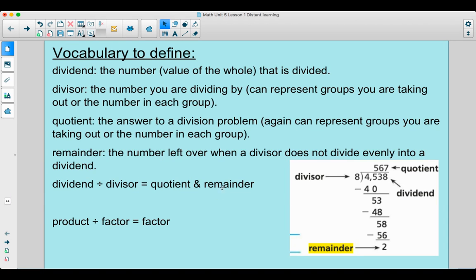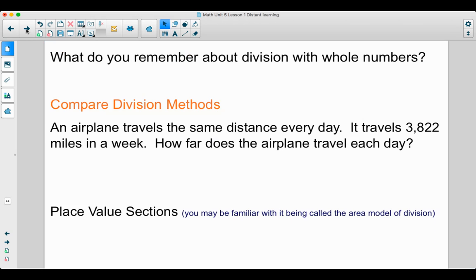Why does this all work this way? Well, the dividend divided by the divisor equals your quotient, and remainder, just like in multiplication, your product divided by a factor equals another factor. These two are factors. 8 multiplied by 567 would be 4,536, and then when I add the remainder to it, it would be 4,538. So as you're working through this unit, become familiar and be able to use this vocabulary.